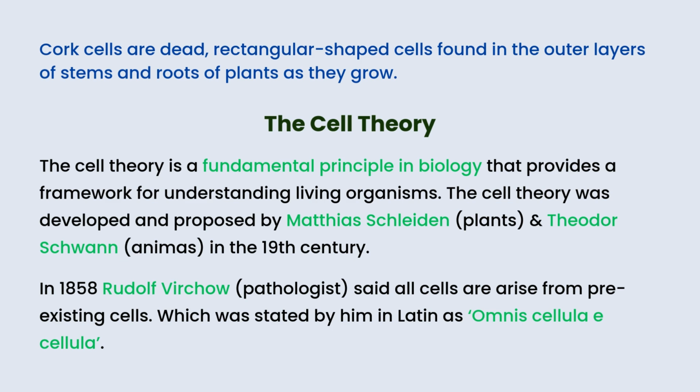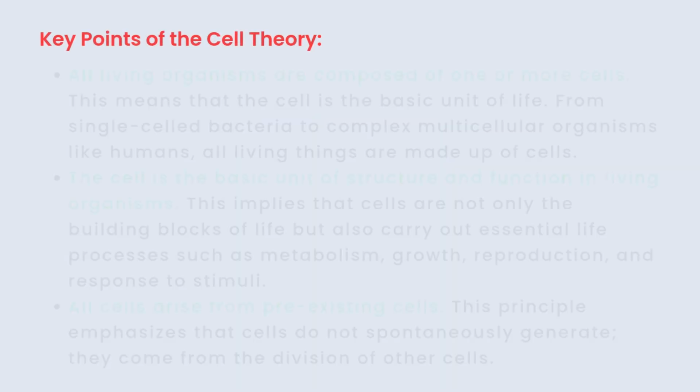In 1858, Rudolf Virchow, a pathologist, said all cells arise from pre-existing cells. This is an amazing discovery, which was stated by him in Latin as omnis cellula e cellula. These are the key points of the cell theory.